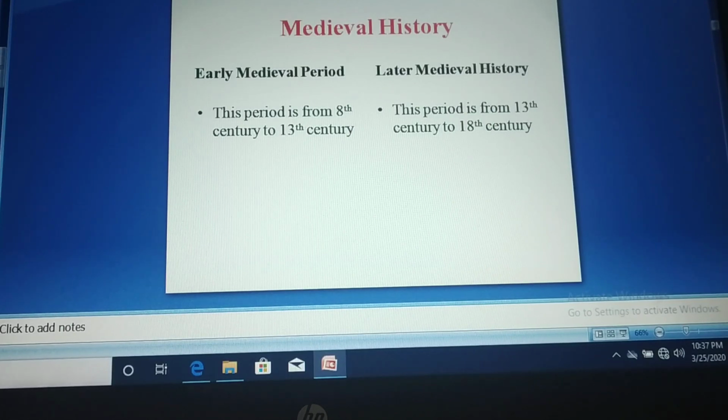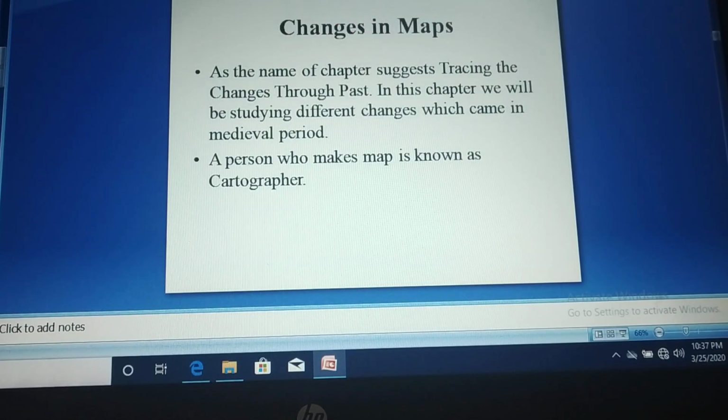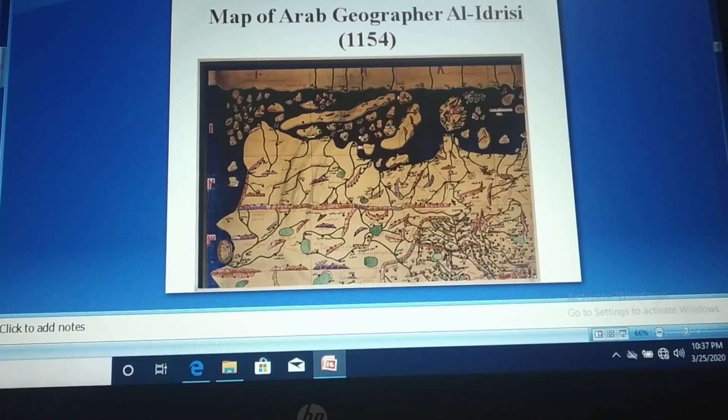Now, as the name of the chapter suggests, Tracing the Changes Through Past. In this chapter, we'll try to trace out the changes which took place in the medieval period, right? So first we'll start with maps. There were a lot of changes in maps. So here is a picture of a map by Arab geographer Al-Idrisi. Can you identify the map is of which region?